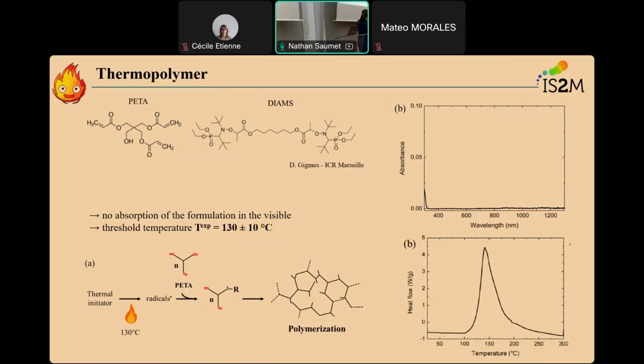So if we observe the absorbance spectra of this formulation, there is nothing, there is no absorption. We cannot do photopolymerization with this formulation. And if we observe the heat flow, we observe that this formulation will start to polymerize at 130 degrees. The mechanism is pretty simple. We have the thermal initiator here, and when it reaches 130 degrees, it will break and create radicals. These radicals will interact with the monomer, PETIA, and then the polymerization starts.